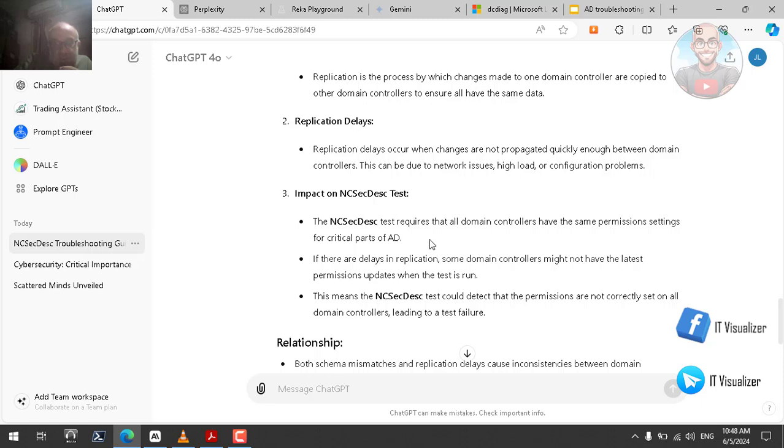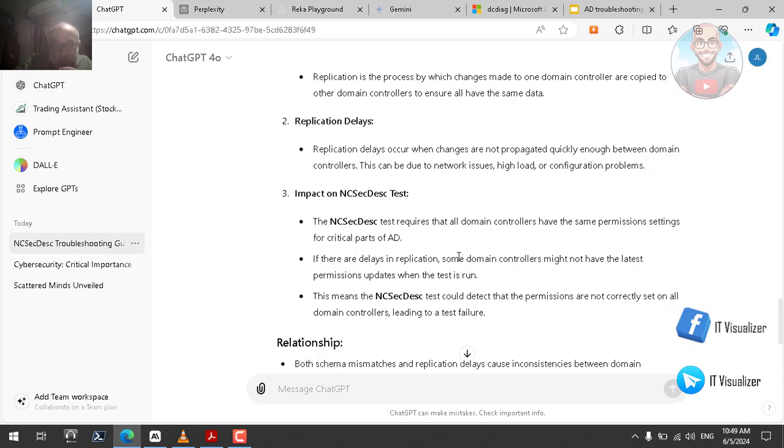These tests require all domain controllers to have the same permission settings for critical parts of the AD. Okay. If there are delays in the replication, some domain controllers might not have the latest permissions update when the test is run. Okay, one good answer. But I think the permissions are not updated frequently. Maybe for the two groups, enterprise domain controllers and local administrators.